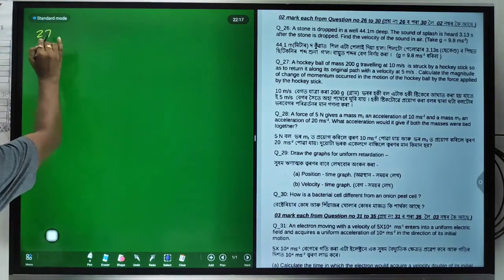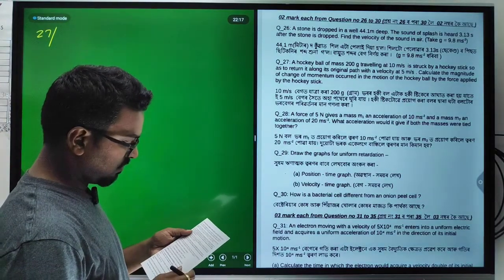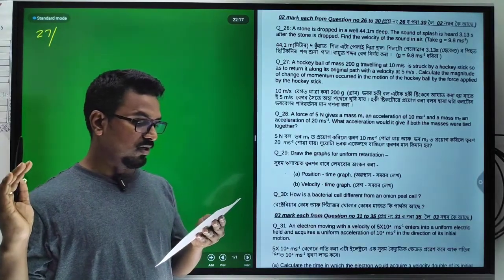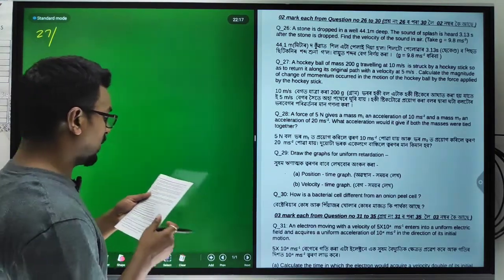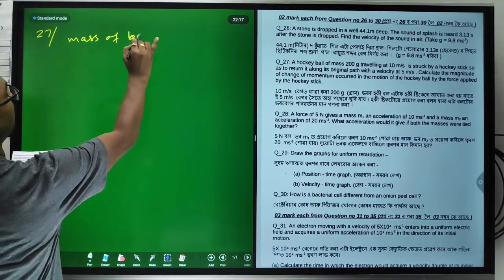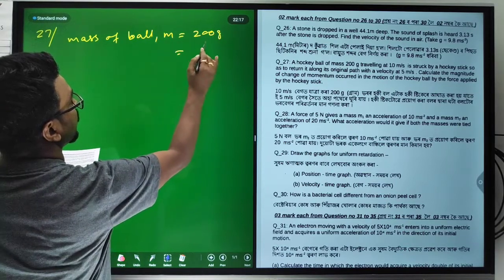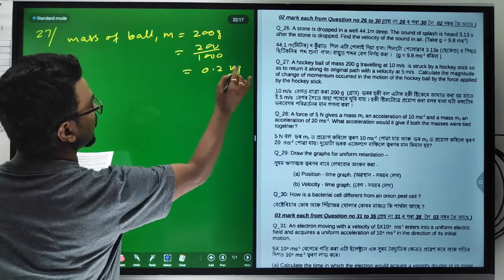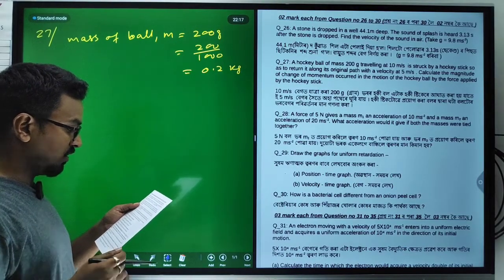Question number 27: a hockey ball of mass 200 gram traveling at 10 meter per second is struck by a hockey stick so as to return it along its original path with a velocity of 5 meter per second. The mass of the ball is given as 200 gram. We convert it to kg by dividing by 1000, so it will become 0.2 kg.